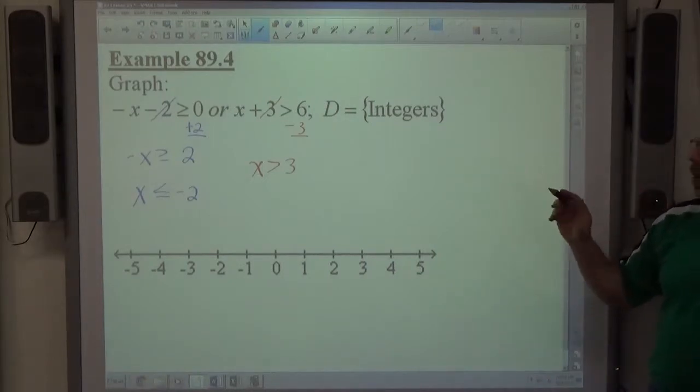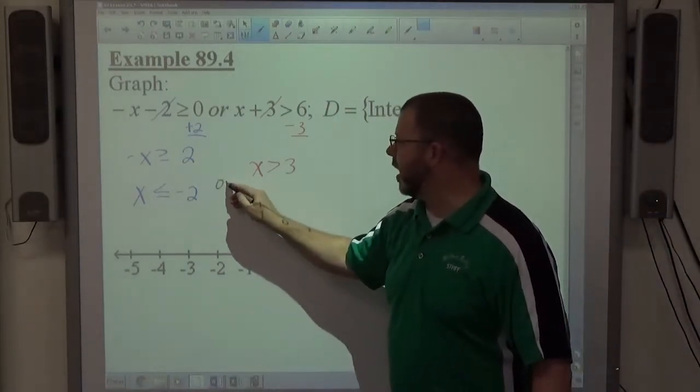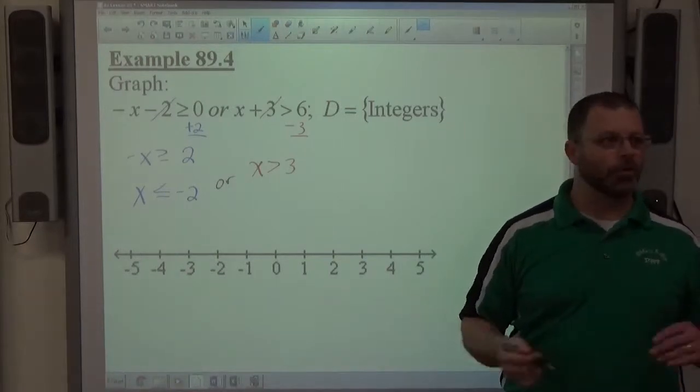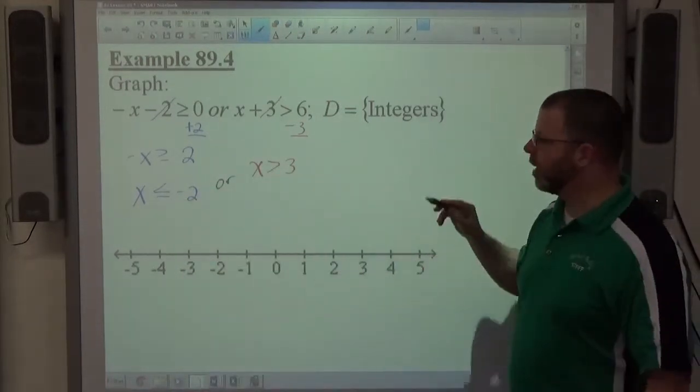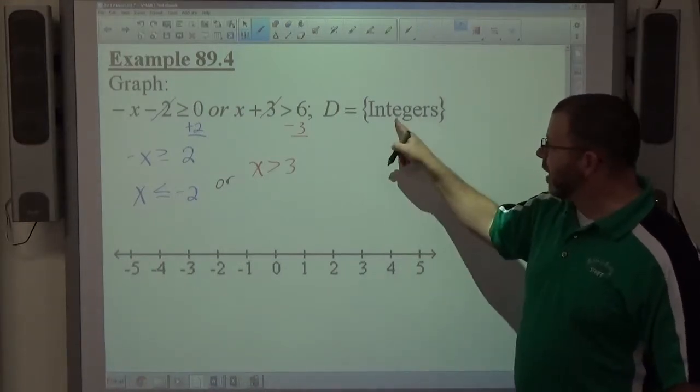So again, I've got two inequalities. The word or is in between them. And again, anytime you see the word or, it just simply means graph both of them. Graph this one completely, graph that one completely, put them on the same number line. Whatever happens, happens. We're graphing integers only.